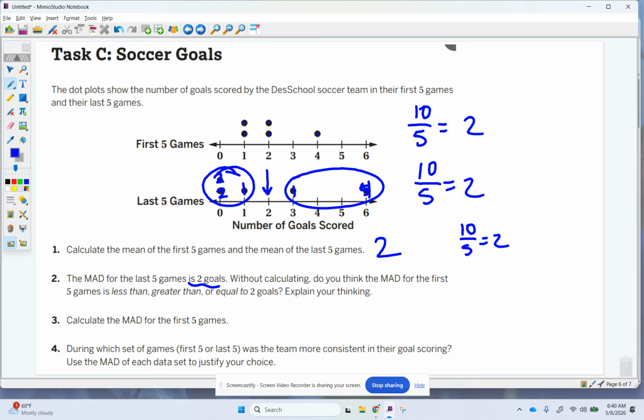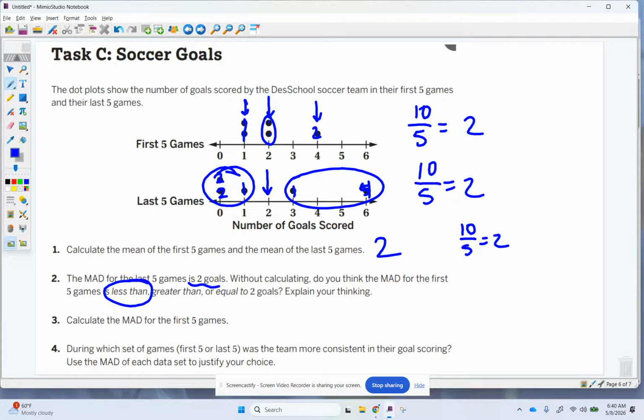So what's the MAD of this? Without actually calculating the MAD, is the first game less than that? Well, if the mean is 2, and this one's 1 away, and this one's only 2 away, it's much more compact. It ends up being a lot smaller. So right away, I know it's going to be less than 2 goals. Explain my thinking: only 1 point is 2 away, 2 points are 1 away, and 2 points are 0 away. And so it's going to be much smaller.